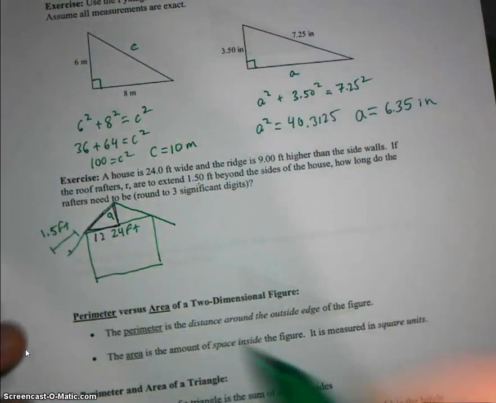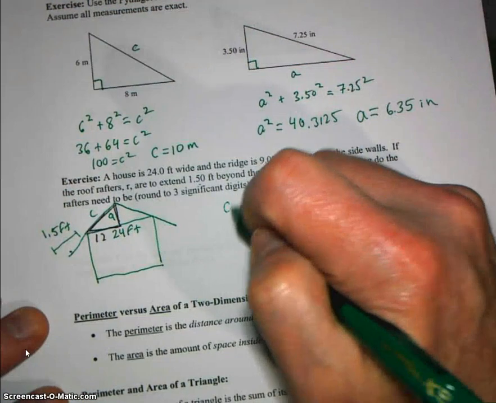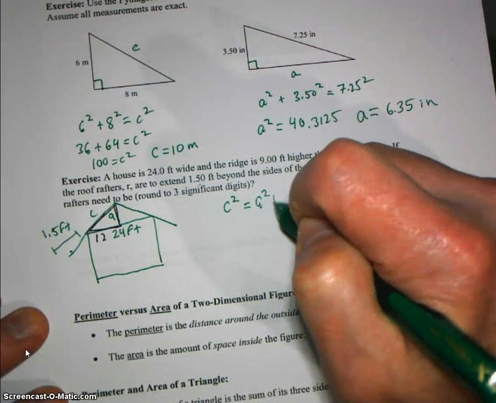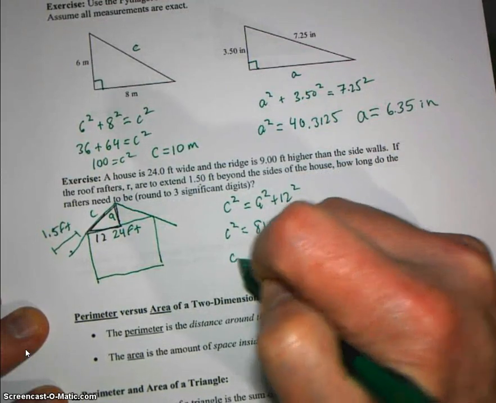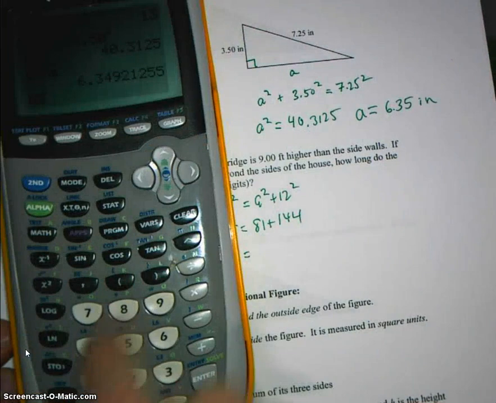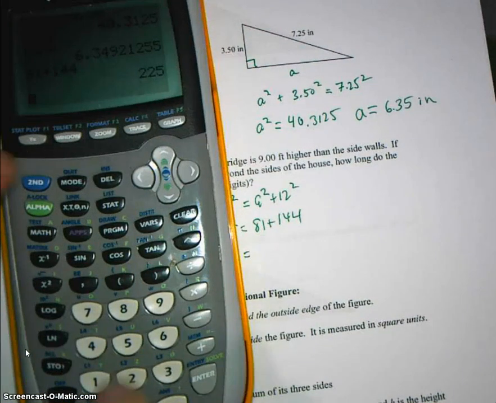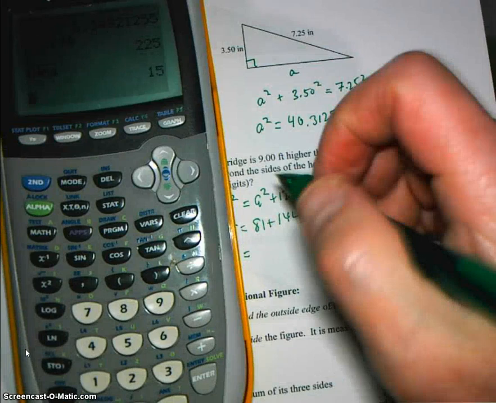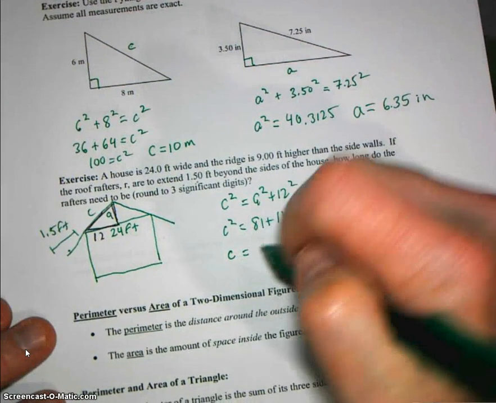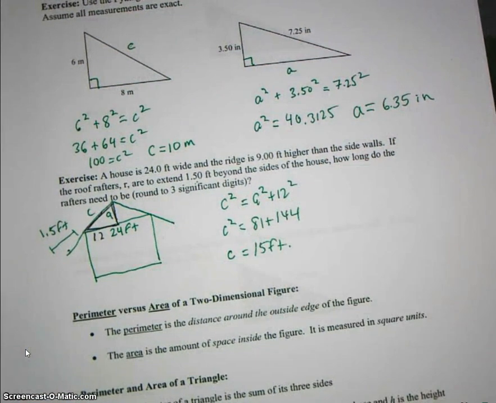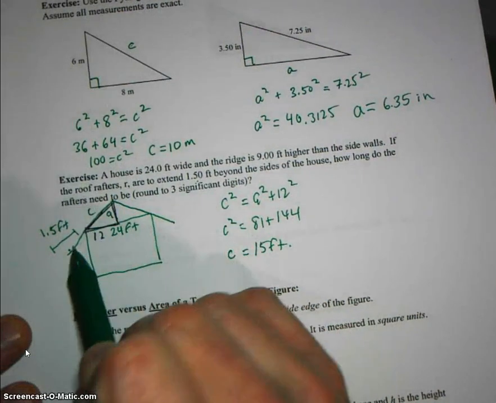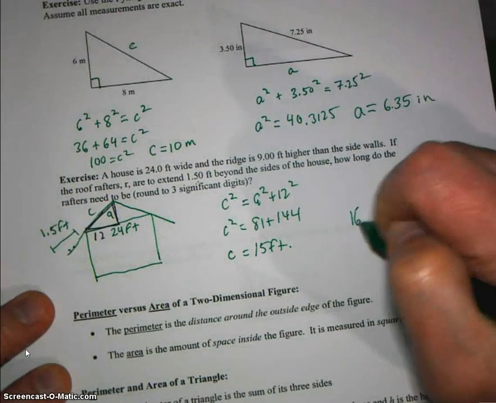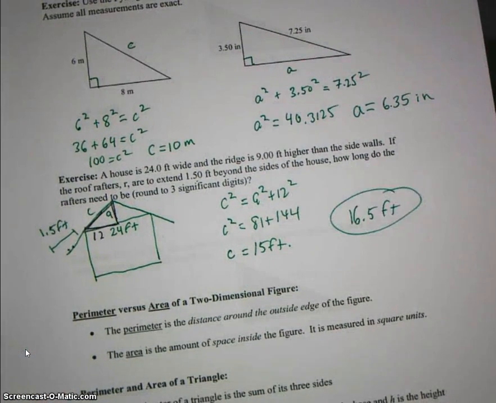So I think we're going to have, I'll call this C. C squared equals 9 squared plus 12 squared. So C squared is 81 plus 144. And then I take the square root. I get 15. Of course, that's not the final answer, because that just gives that distance. It doesn't give the extra 1.5. So my final answer is that the rafters have to be 16.5 feet long.